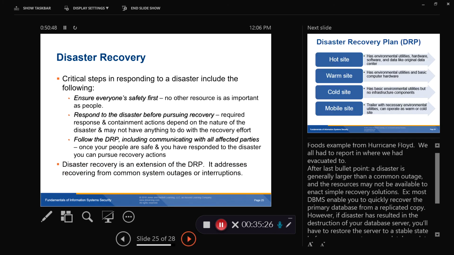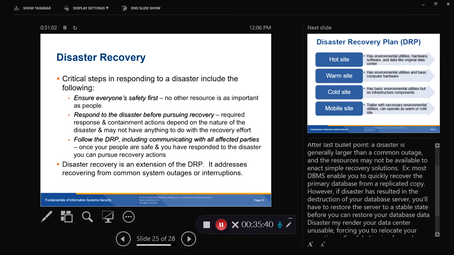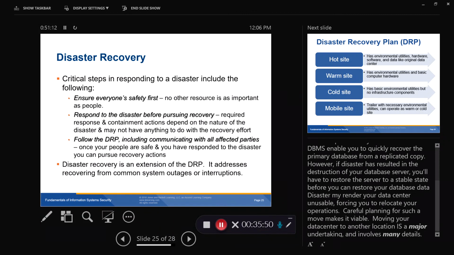Now, disaster recovery is an extension of the DRP. It addresses recovering from common system outages or interruptions. So the deal on this, a disaster is generally larger than a common outage, and the resources may not be available to enact simple recovery solutions. For example, most database management systems enable you to quickly recover the primary database from a replicated copy. However, if disasters result in the destruction of your database server, you'll have to restore the server to a stable state before you can restore your database data.